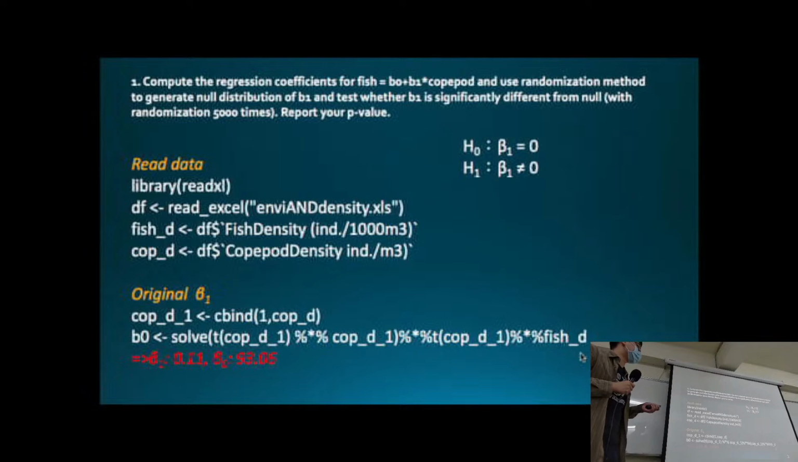So our hypothesis is beta 1 equal to 0, which means that beta 1 is just random, and our alternative hypothesis is beta 1 not equal to 0. So first I read the data. And second, I try to calculate the beta 1. Beta 1 is 0.11.